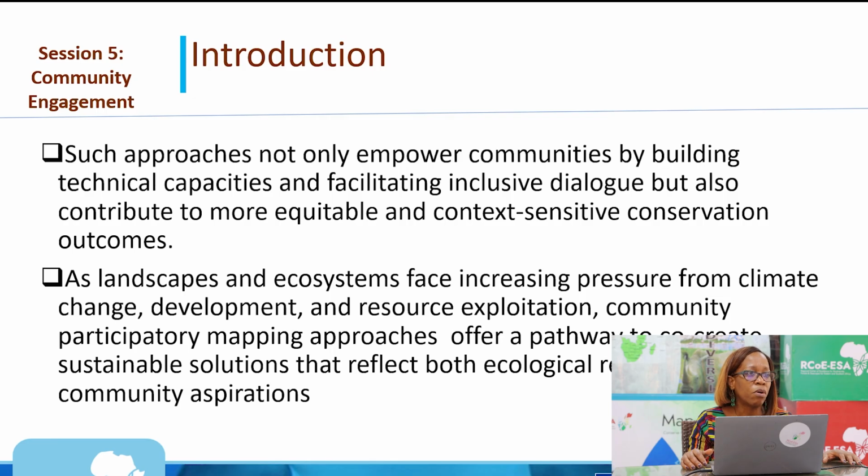For example, the conservation practices in Kenya are very different from the conservation practices in Tanzania or in Nigeria or in Namibia. As landscapes and ecosystems face increasing pressure from climate change, development, and resource exploitation, community participatory mapping approaches offer a pathway to co-create sustainable solutions that reflect both ecological realities and economic aspirations.